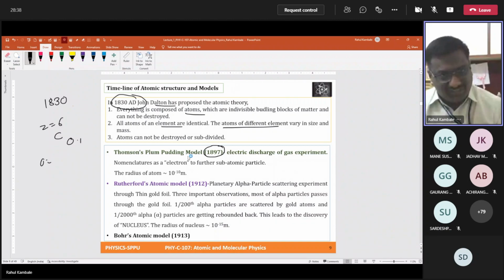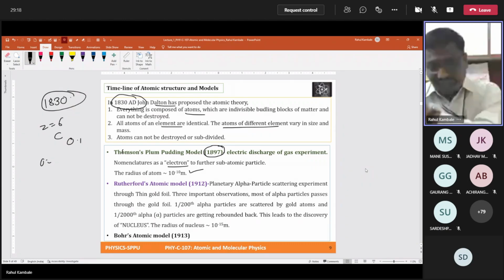And you know that Sir J.J. Thomson was doing an experiment on electric discharge, and he gave his plum pudding model and figured out the electron. Then he proposed that the size of an atom is 10 raised to minus 1 angstrom. Then 1897 to 1912. So he said there was nothing inside the atom, but he figured out something in the atom.